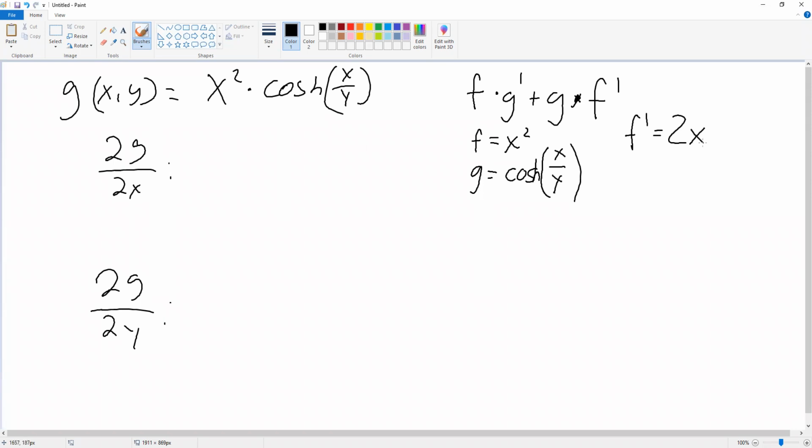Perfect, and now you're gonna do G prime, what's G prime? Hyperbolic sine of X over Y. Perfect, but what's inside that function? Oh, so look at it, it has something inside, so we have to use, maybe a mini chain rule? Oh, is that right? Yeah.